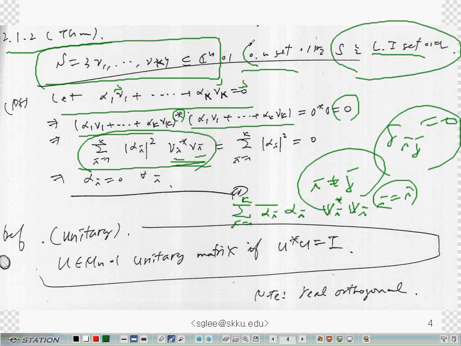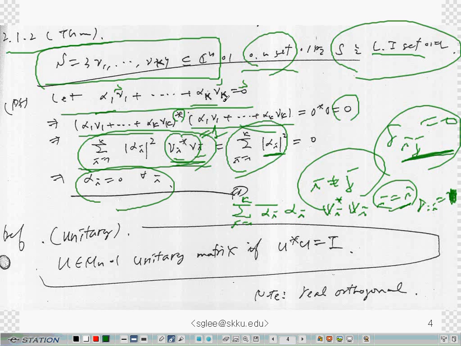But since it is an ON set, if i is equal to i, then delta i i is equal to 1. So this part will be 1 for all i's, and we only have this. What that means is these scalars alpha i's are all zeros. So from the definition of linear independence, the vectors vi in the set S are a linearly independent set.